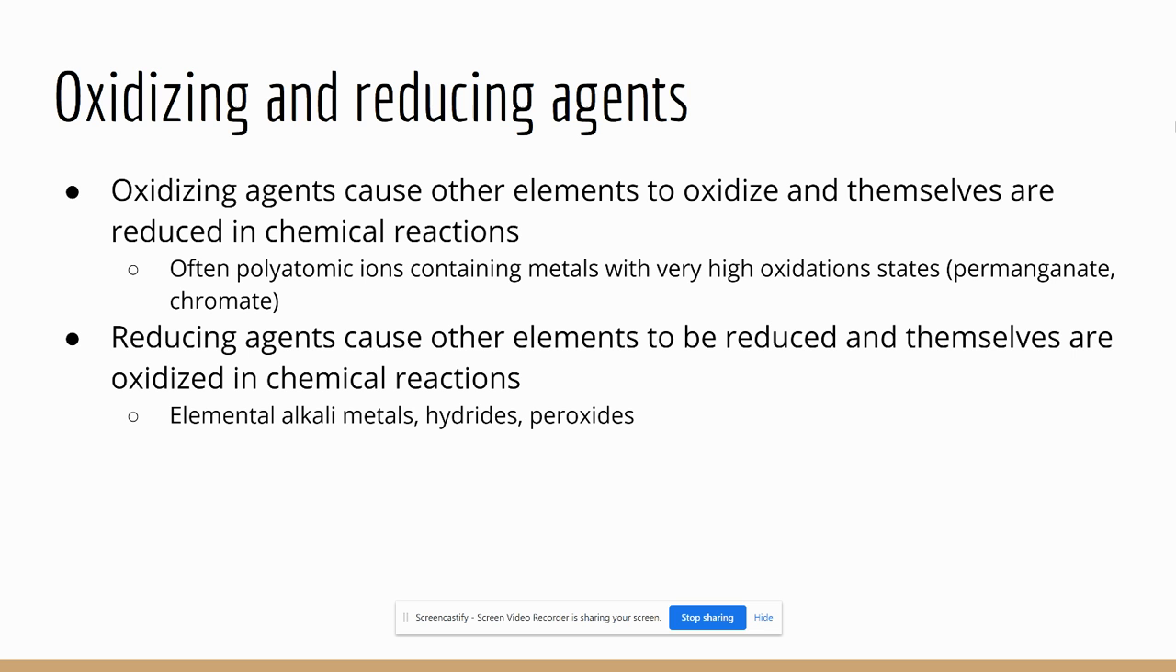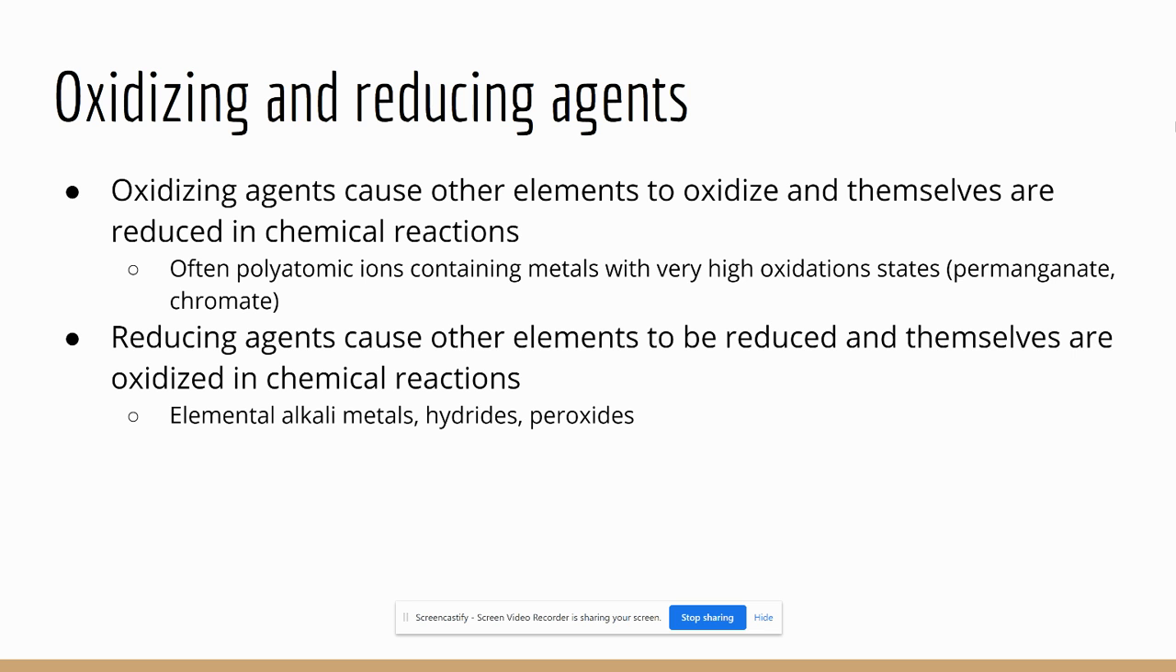Here are just more applications of the oxidation states. Things that tend to make good oxidizing agents are things that are able to take a lot of electrons. So you're often going to see polyatomic ions that contain metals with really, really high oxidation states, such as permanganate ions, because they're able to absorb a lot of electrons to allow other things to oxidize.